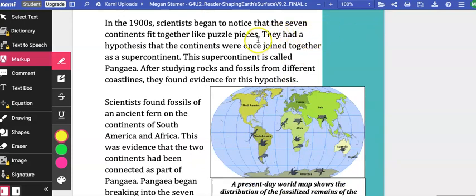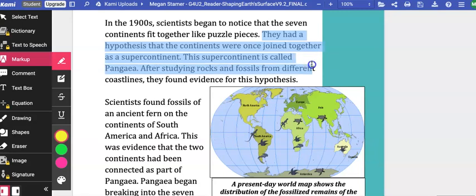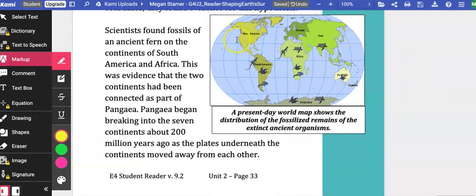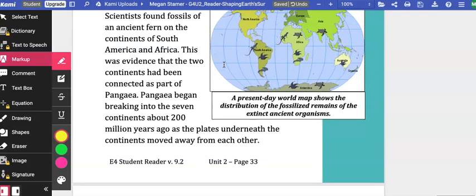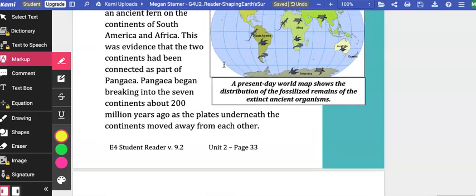In the 1900s, scientists began to notice that the 7 continents fit together like puzzle pieces. They had a hypothesis that the continents were once joined together as a supercontinent. The supercontinent is called Pangaea. After studying fossils and rocks from different continents' coastlines, they found evidence for this hypothesis. Scientists found fossils of an ancient fern on the continents of South America and Africa. This was evidence that the 2 continents had been connected as part of Pangaea.